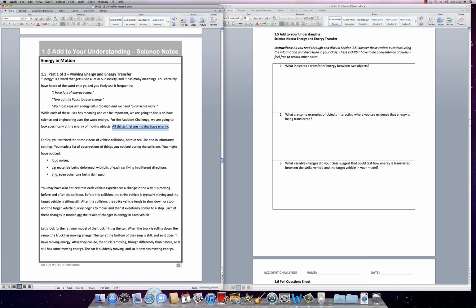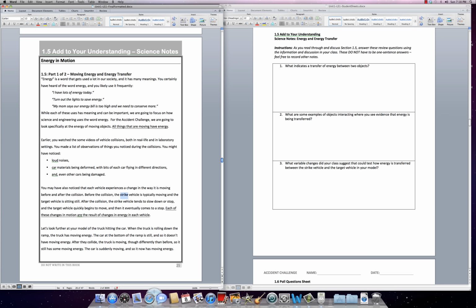As they are looking at objects in motion having energy, we want to focus them back to the collision and look at changes in motion that happen when the vehicles collide, and changes that would happen before and after the collision. If you remember in section 1.2, and you might want to remind your students of this, they looked at the motion of each vehicle, and in this case we called it the strike vehicle and the target vehicle, before, during, and after the collision.